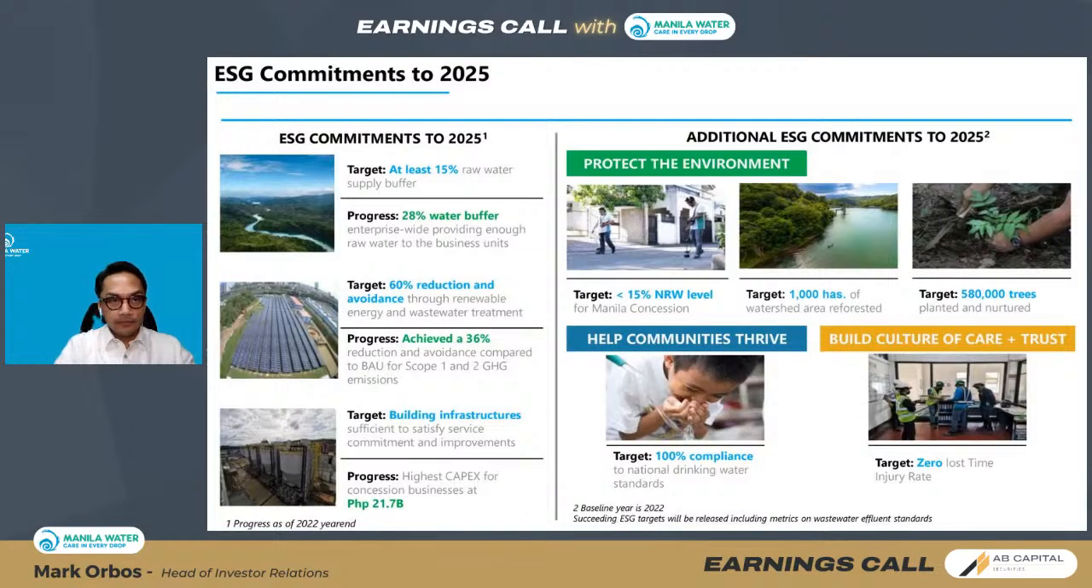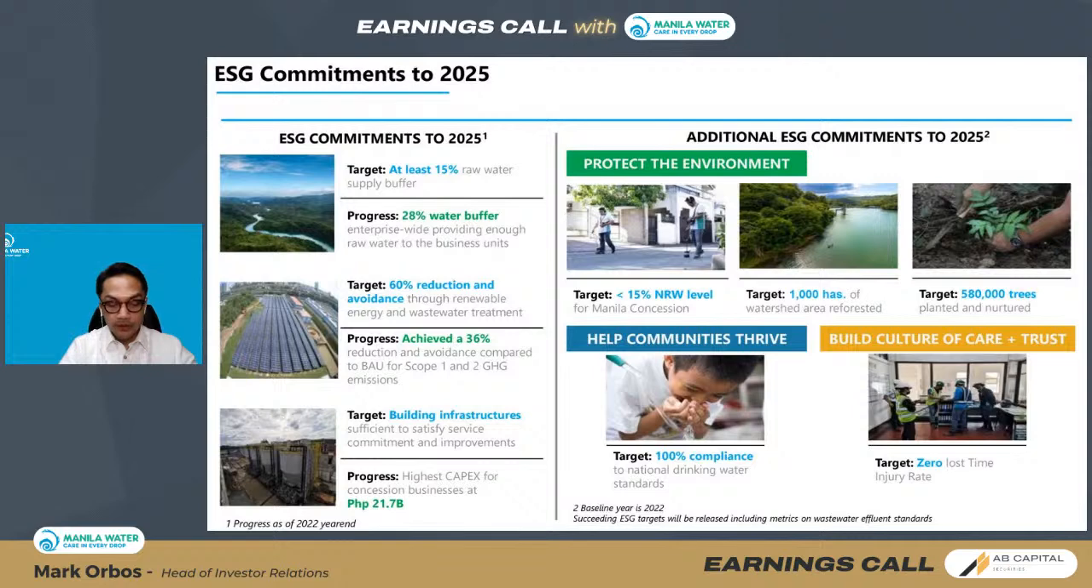In conjunction with these, we released our integrated report in April last year. We published our ESG commitments to 2025. As can be seen on the left side of the slide, we have defined clear targets for water security, greenhouse gas emission avoidance, as well as water and wastewater infrastructure.